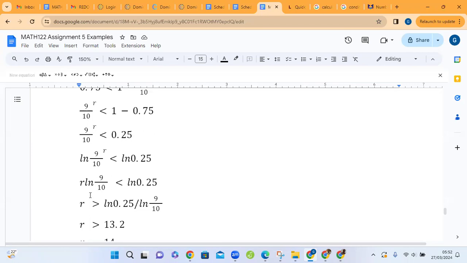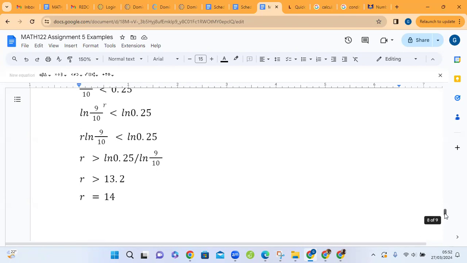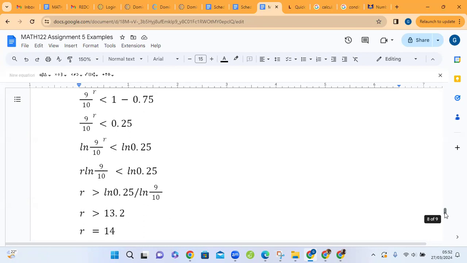Because remember, the base is 2.7, which is a value greater than 1. So therefore, when you are dividing by a negative number, you basically have to switch the direction of the inequality sign, and we are left with ln of 0.25 divided by ln of 9 over 10, and that will give you R to be greater than 14.2. R must be at least 14. So at least 14 trials to be 75% certain of winning.